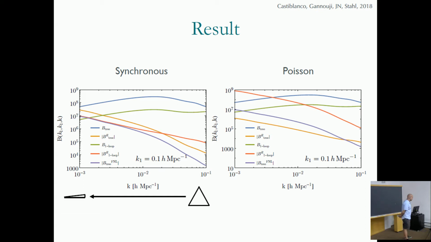This 1 over k squared, which is what is plotted here in purple. But it's not easy. I mean, it's a bit exotic. But your usual quintessence, Horndeski, blah, blah, blah, they don't induce this signal. Yeah.